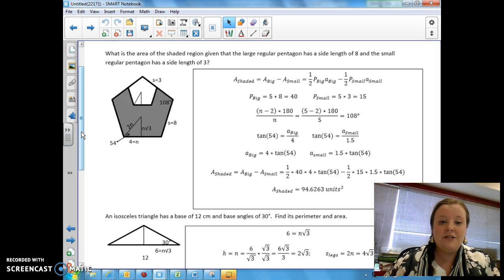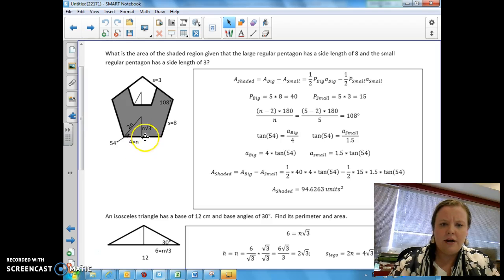I can find the degrees in each corner by doing n minus 2 times 180 over n. As you can see, that produces 108, which is this corner right here. I then need half of that in order to use this triangle I've got right here.